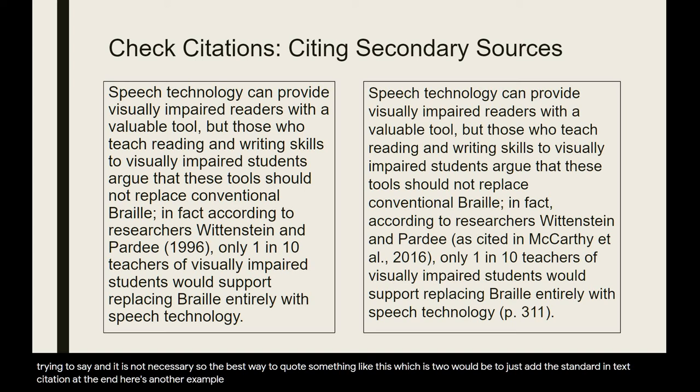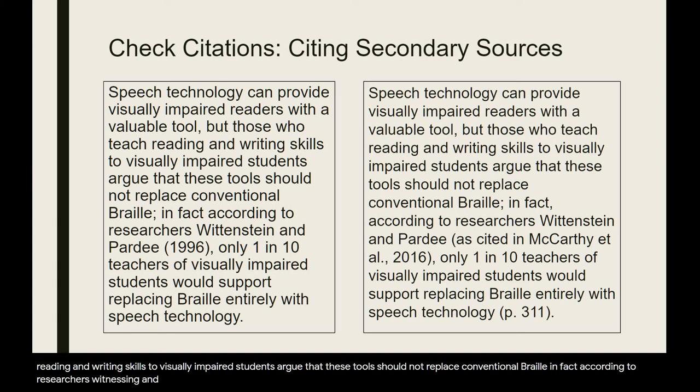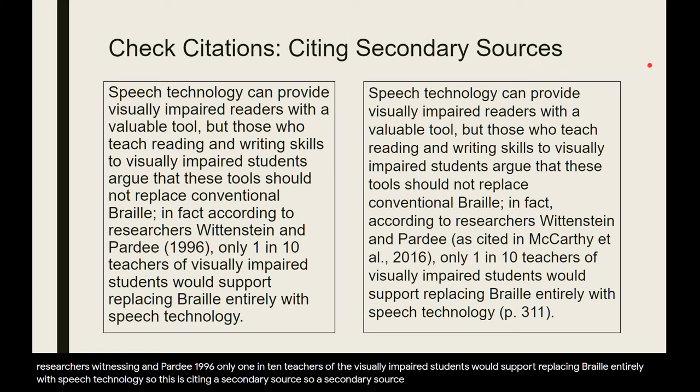Here's another example. Speech technology can provide visually impaired readers with a valuable tool, but those who teach reading and writing skills to visually impaired students argue that these tools should not replace conventional Braille. In fact, according to researchers Wittenstein and Pardee, 1996, only 1 in 10 teachers of visually impaired students would support replacing Braille entirely with speech technology. So this is citing a secondary source. A secondary source is when a source is quoting another source.